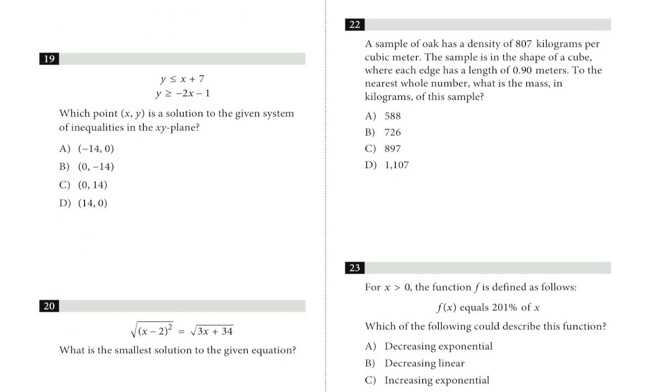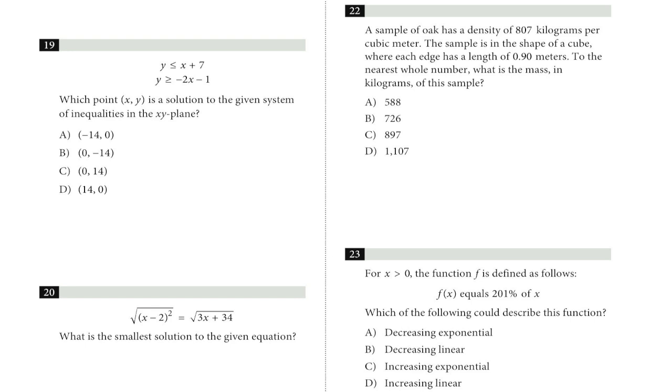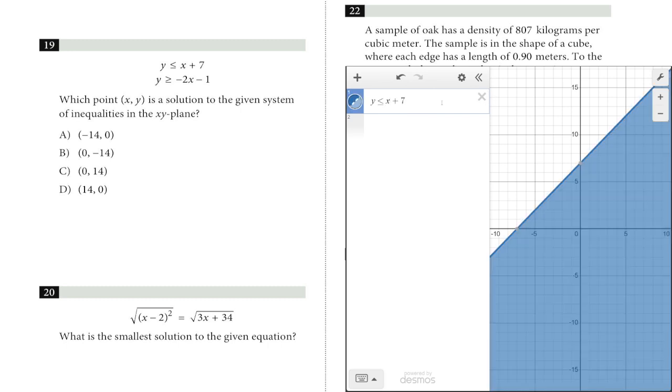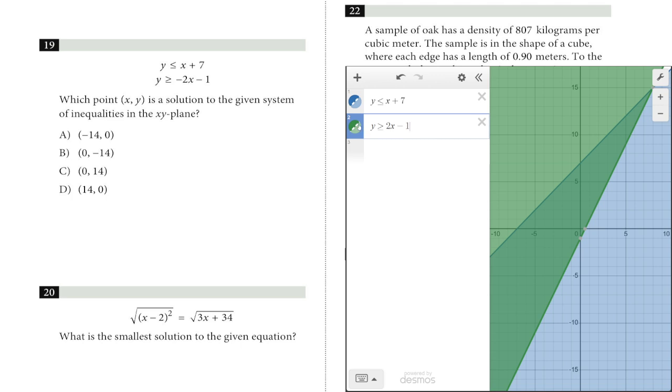So number 19 says which point xy is the solution to the given system of inequalities in the xy plane. So if you're dealing with a system of inequalities, in my opinion, graphing in Desmos is probably going to be a very efficient way to do it. So we'll pull up Desmos, and we're just going to graph the two inequalities. So y is less than or equal to x plus 7. And then the next line we are going to do is y is less than or equal to 2x minus 1. And when I do these, I like to make them the same color.